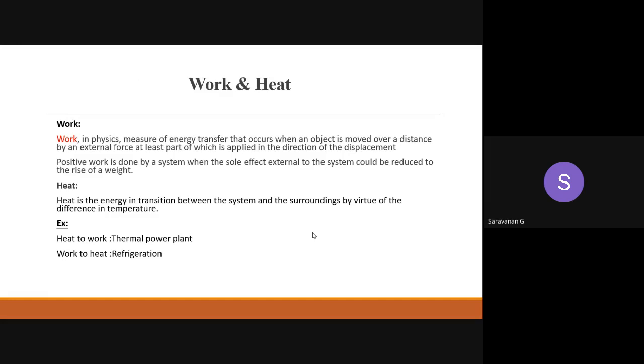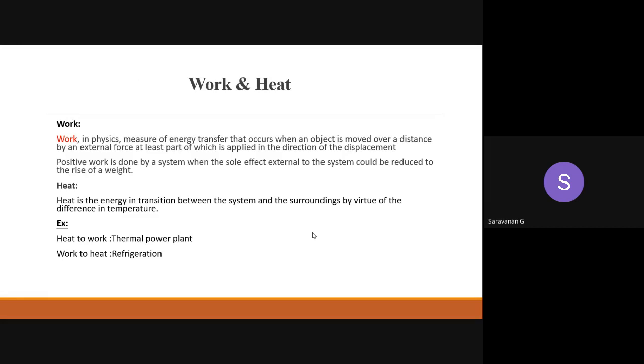Next, coming to work and heat. These are not at all new to you. We already covered this topic in your school level science, physics and chemistry subjects. Anyway, we are recalling it as a fundamental. Work in physics, if we have to define it, is a measure of energy transfer that occurs when an object is moved over a distance by the application of an external force, at least part of which is applied in the direction of the displacement.